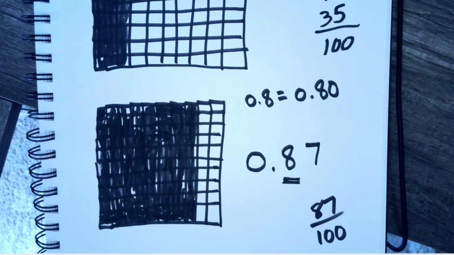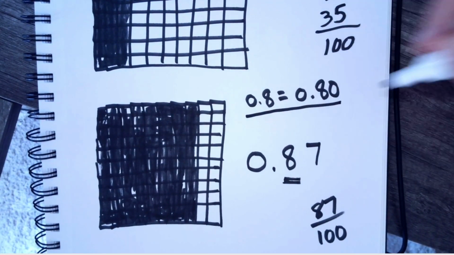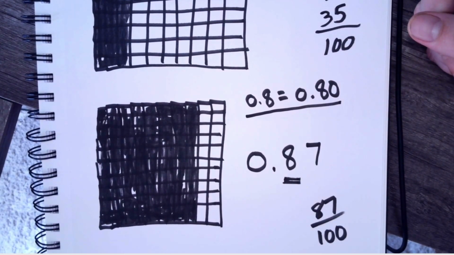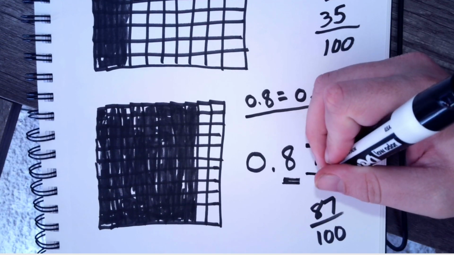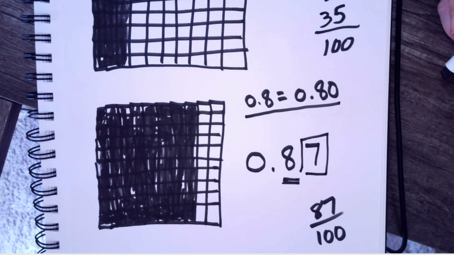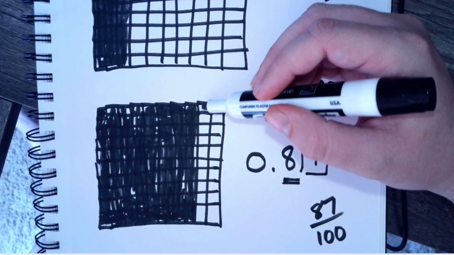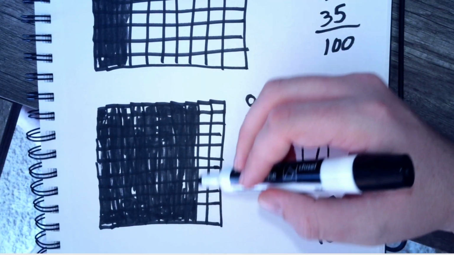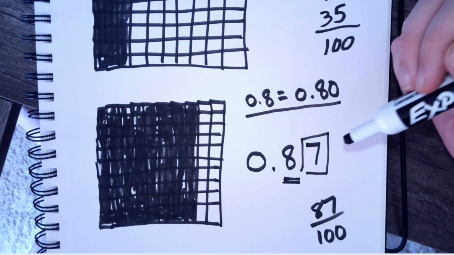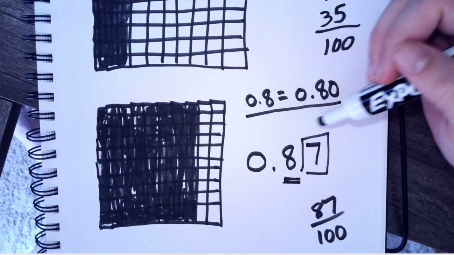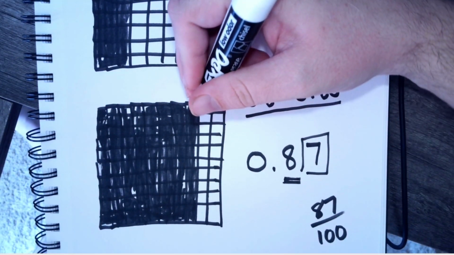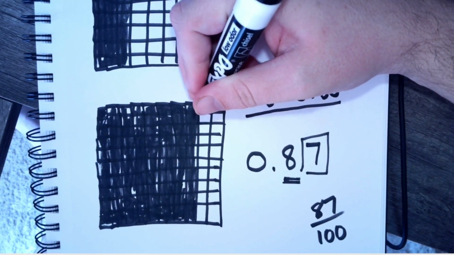Now, am I finished? No. Hopefully we realize that I'm not. If this was the entire decimal I was dealing with, 8 tenths or 80 hundredths, I would be. But I have 87 hundredths. So I have another 7 out of 100. So do I have enough to shade a whole other group of 10? No, I do not, because I don't have another tenth. I have 7 more hundredths. So I have 7 more individual hundredths. So I need to just shade in 7 squares.